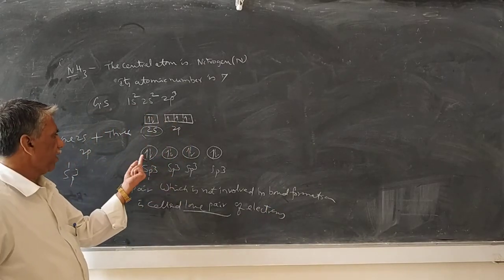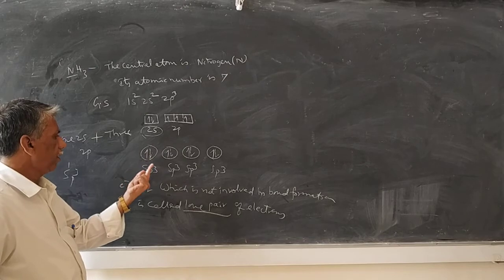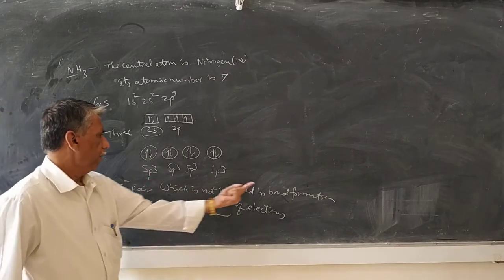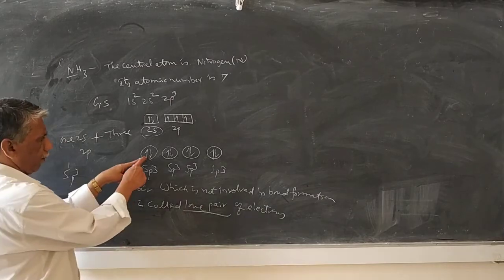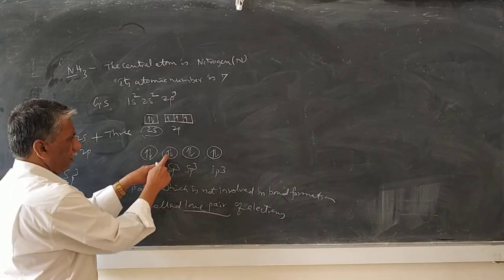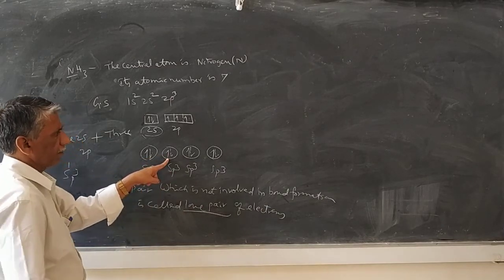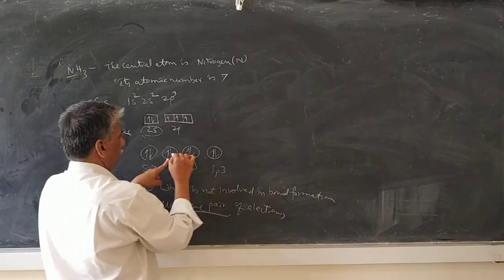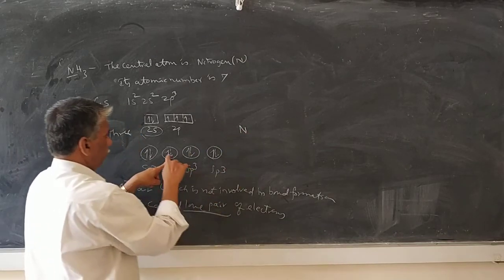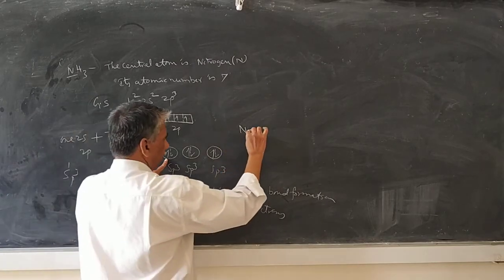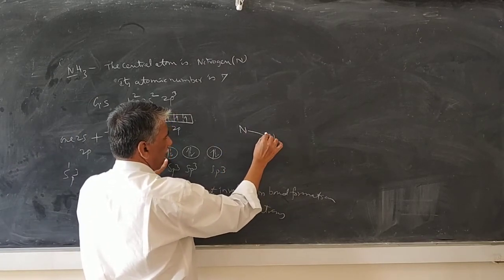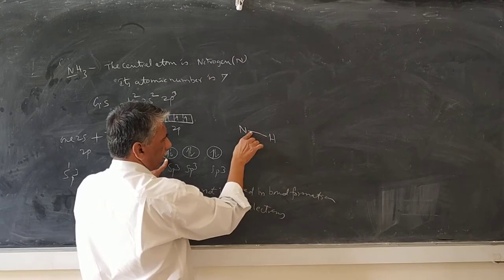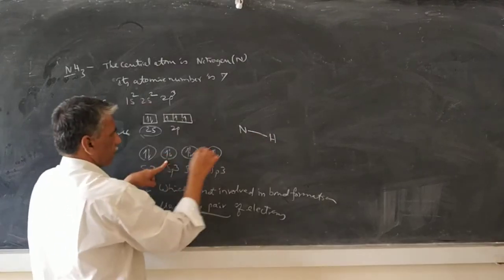The electron pair which is not involved in bond formation is called lone pair of electrons. So this is lone pair of electrons. Whereas this is bond pair of electrons, because one electron of nitrogen combines with one electron of hydrogen and forms a bond. Therefore this is called a bond pair of electrons.